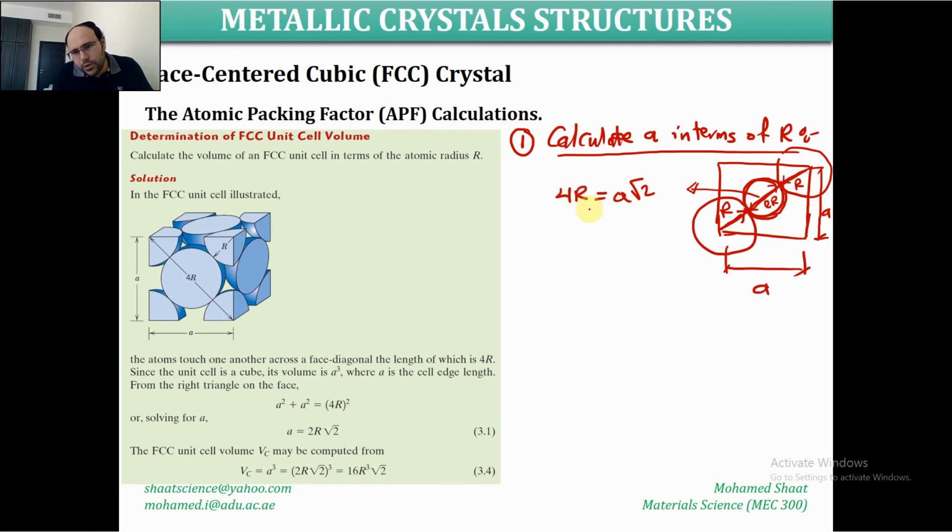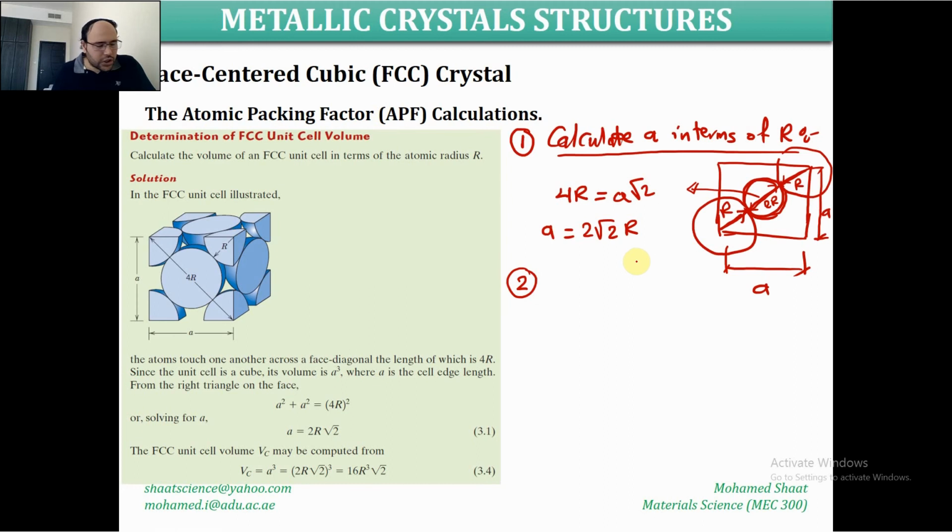So the 4r, which is the hypotenuse, equals a square root of 2 in terms of the a, which is the side edge, or the lattice constant. From here, if you divide by square root of 2, a is going to be 2 square root of 2 r. So this is the first step: just to do this calculation for the a in terms of r.